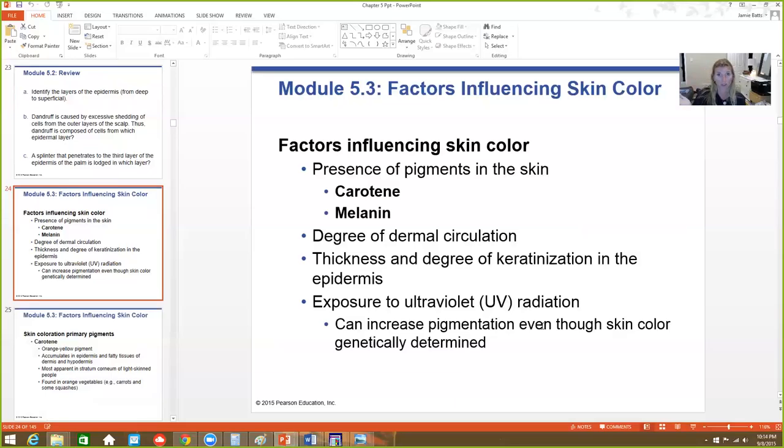Then you get dermal circulation. For instance, if you're very cold or if circulation's cut off to a certain area of your body, the skin there might appear whitish or bluish in color. You also have the degree of keratinization. So in other words, how many layers of dead cells are there? That's going to affect the overall color of the skin. UV radiation. For instance, myself, I just got sunburned. So my skin's a little pink and red and tender. That's because of the UV exposure.